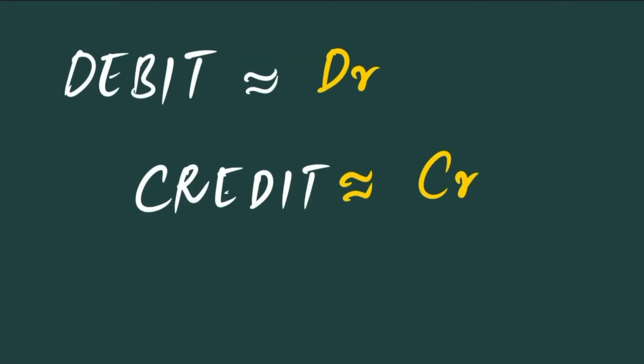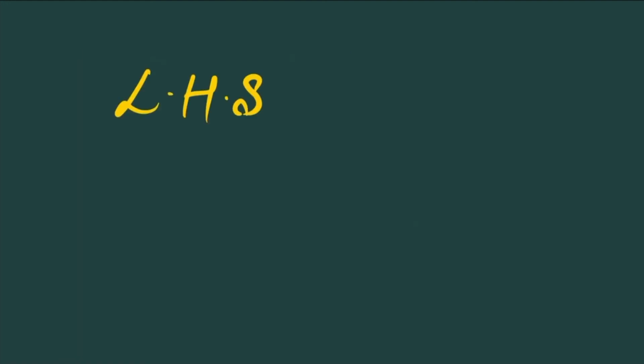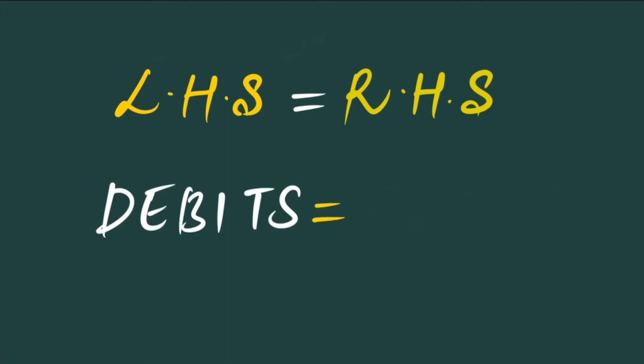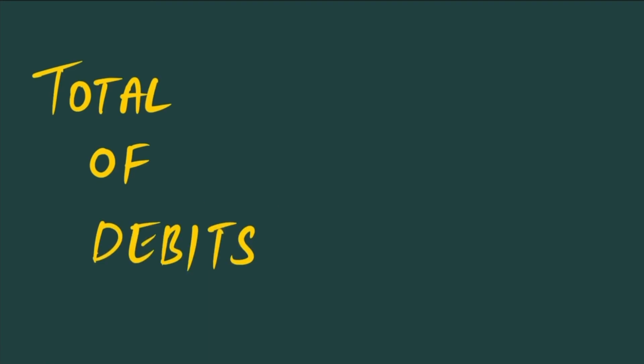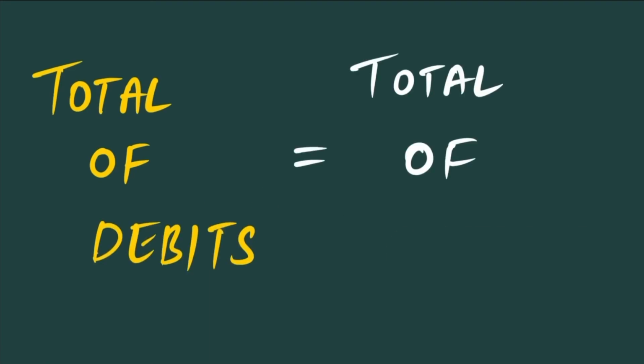This debit and credit aspect of accounting is based on the mathematics rule of LHS equals RHS, wherein we say the left hand side equals the right hand side. In accounting, we do not say LHS equals RHS, but instead we say debits equal credits. That is, the total of debits should always be equal to the total of credits.